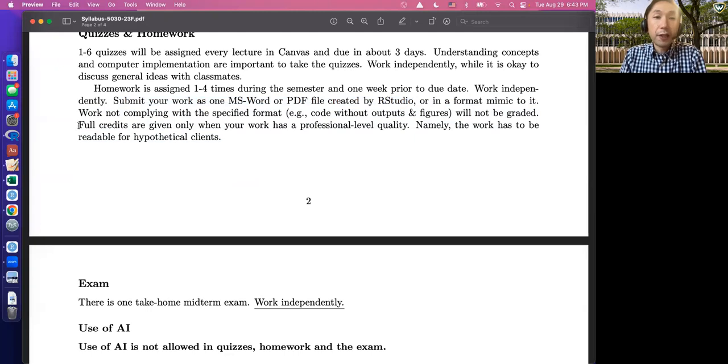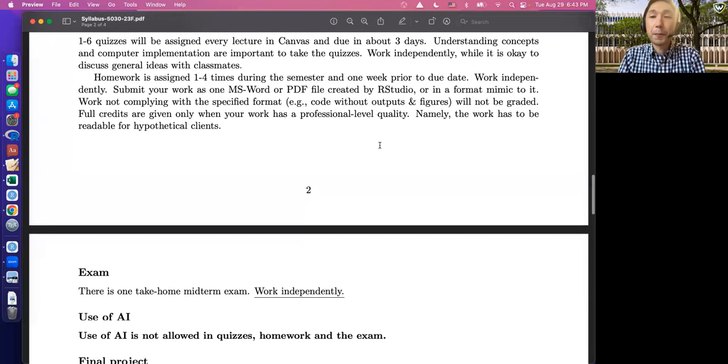Full credit is given only when your work has professional-level quality. That means you are submitting homework to a kind of hypothetical client. You are not supposed to assume that I know everything about the questions, so you have to explain everything clearly.